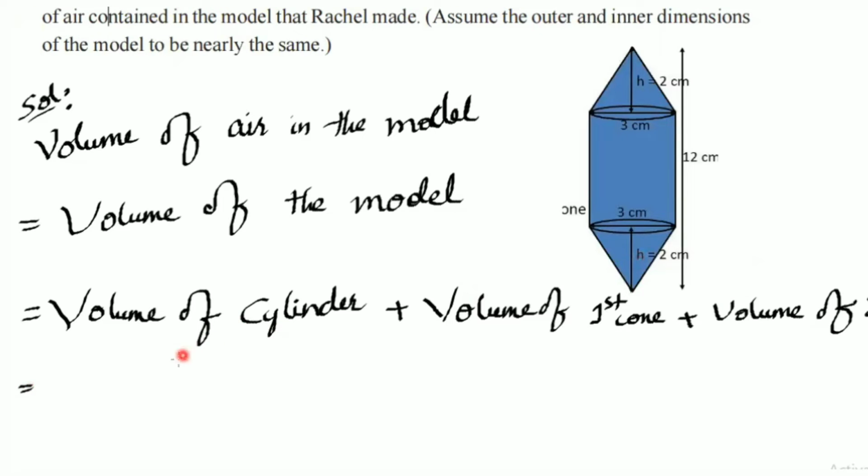So volume of cylinder is nothing but pi r square h, plus volume of cone. What is the volume of cone? 1 by 3 pi r square h.